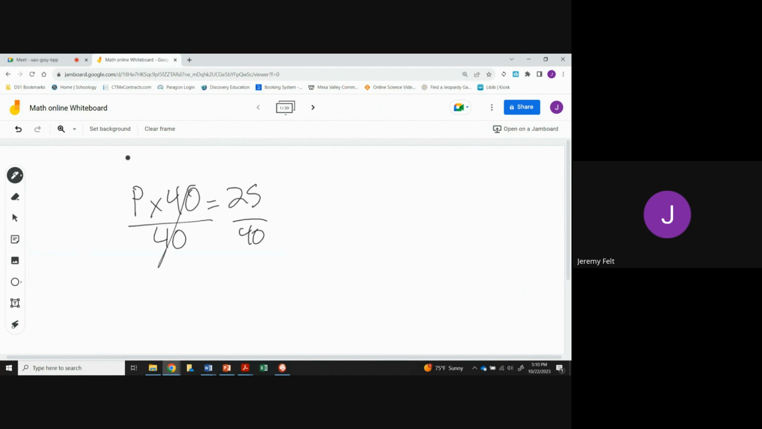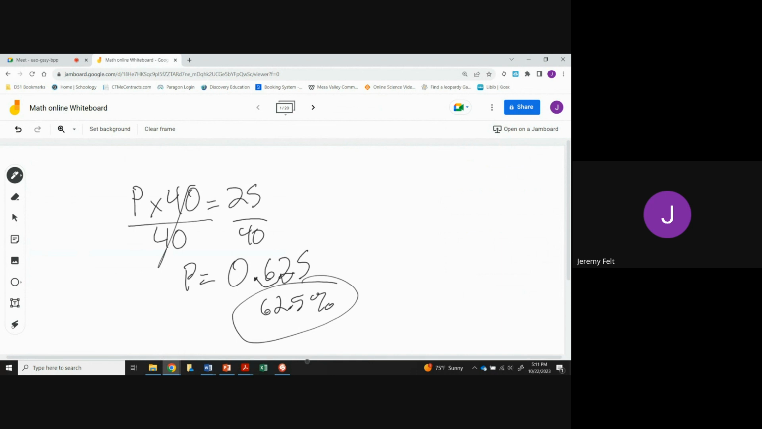25 divided by 40 gives me 0.625. So again, that's a decimal, but this reminds me I want a percent. When I have a decimal, I just move it 2 places to the right, or multiply it by 100. 62.5%. So again, it's a word problem, just set it up in an equation.